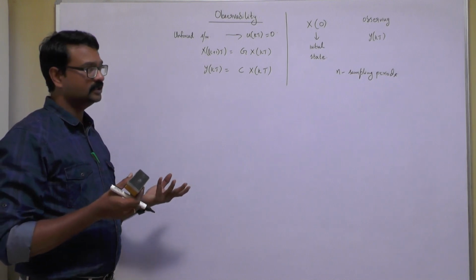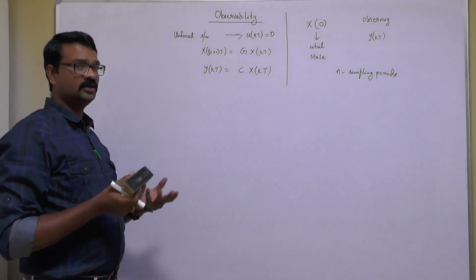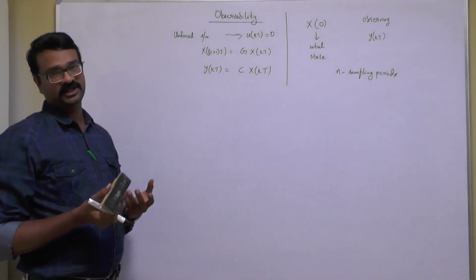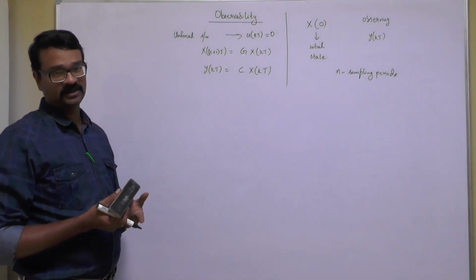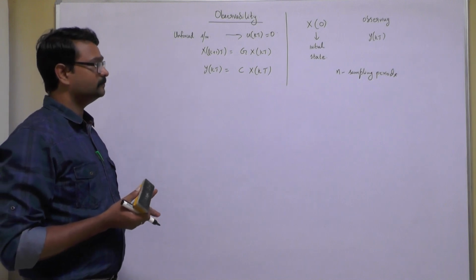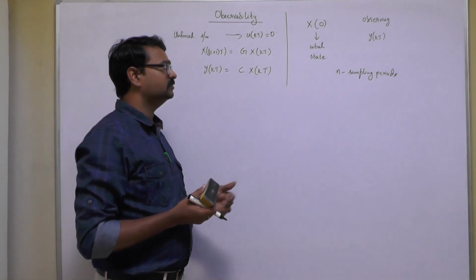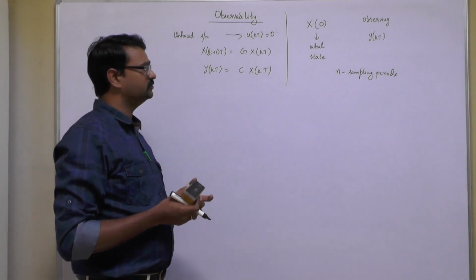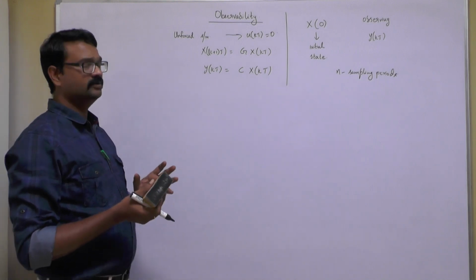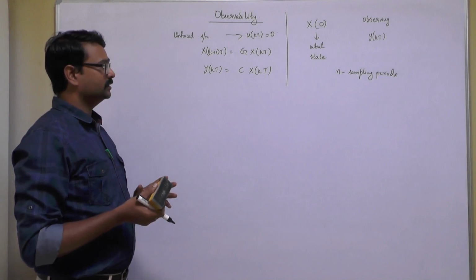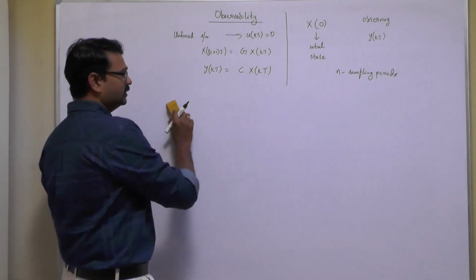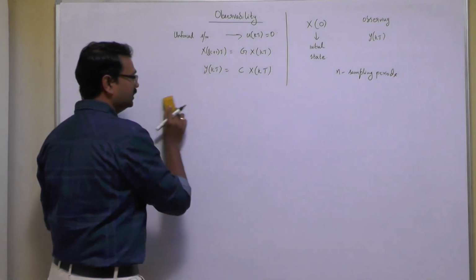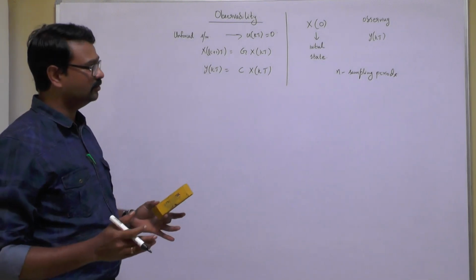That is called observability. So observability plays a very major role in pole placement techniques, in Ackermann's formula that we are going to use. Therefore, in a state feedback system, that is how we are going to determine x of 0 from observing y of kT. Right. So this is observability and the definition of observability.